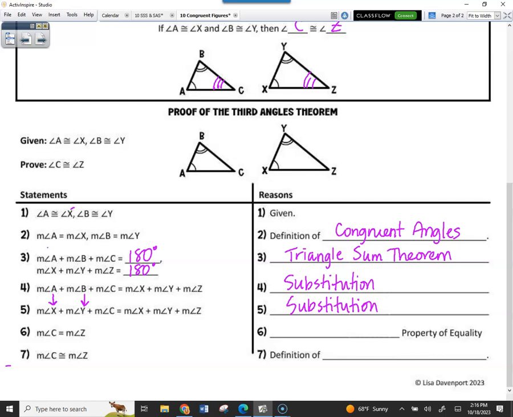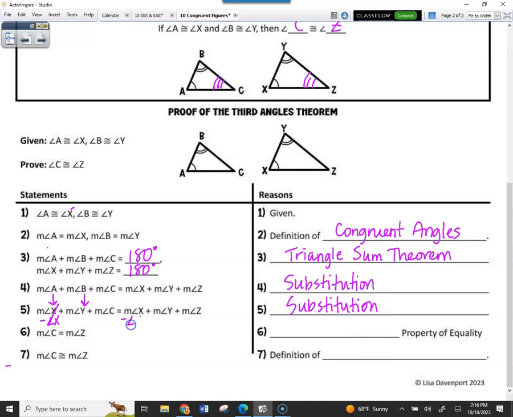Did they cancel out on both sides? Yes, there it is. Notice there's an X on the left, and on the right there's an X. On the left there's a Y, on the right there's a Y. So you can do whatever you want to an equation, even with letters. You can come underneath and say minus angle X. It would cancel. Whatever you do to one side, you have to do to the other.